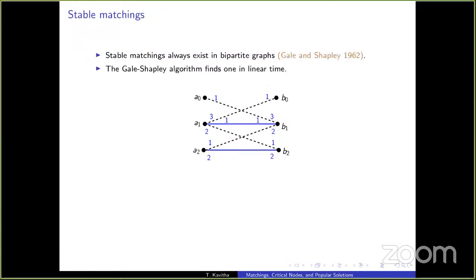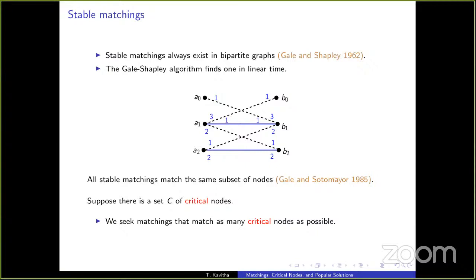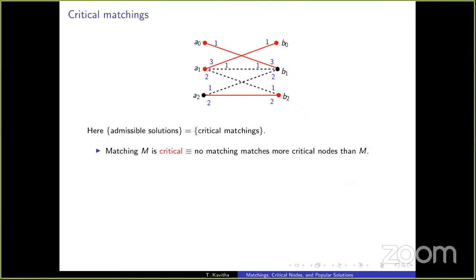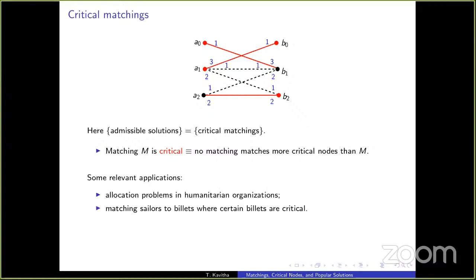Gale and Shapley showed that stable matchings always exist in bipartite graphs, and their algorithm finds one in linear time. There may be many stable matchings in the given graph. Interestingly, all of them match the same subset of nodes. Suppose some nodes are marked critical, and we're interested in only those matchings that match as many critical nodes as possible. Say these 4 nodes are marked critical, and the stable matching leaves 2 of them unmatched, while this red matching matches all of them. Only such matchings will be considered admissible solutions for us, and let's call such a matching critical. Critical matchings are relevant in many applications, such as allocation problems in humanitarian organizations and so on.